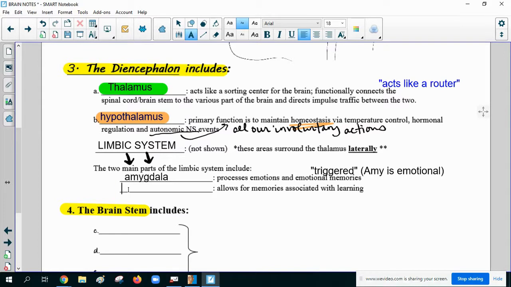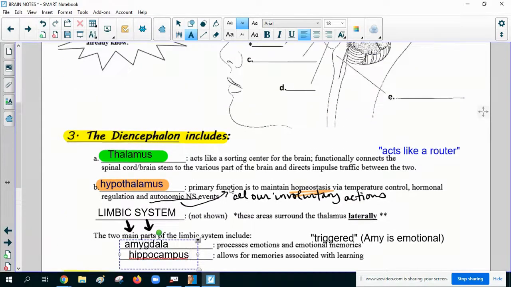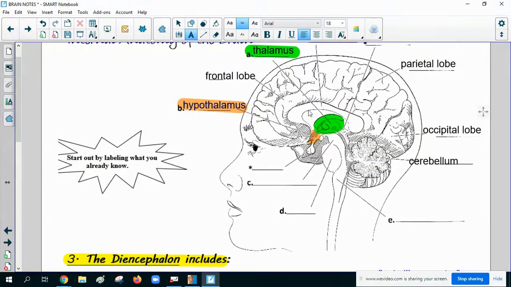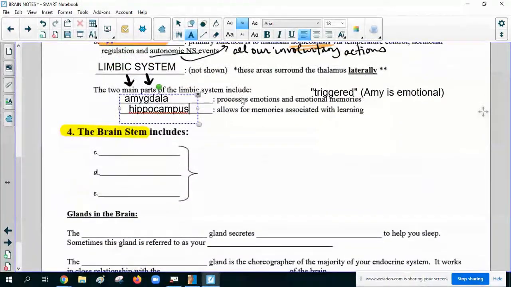The other part of the limbic system is called the hippocampus. And again, these aren't parts that are visible in our diagram up here because they're out of the plane that this picture is dissected in. But the hippocampus is also associated with memories, but these are learning memories, like what you are generating right now as you listen. So here's a little helpful expression to lock in that the hippocampus is related to learning. You go to the campus to learn.